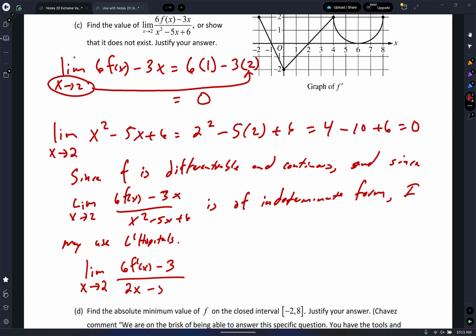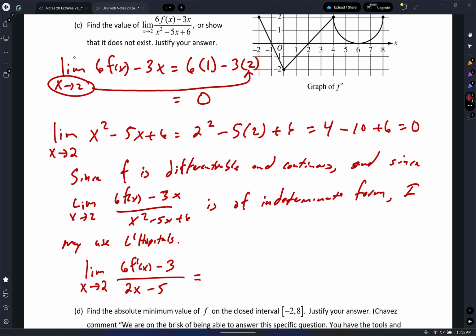2x minus 5. Okay. Now I definitely do not get 0 over 0, because if I plug in 2 by direct substitution into the denominator, 2 times 2 is 4, 4 minus 5 is negative 1. So if you get a 0 over negative 1, that's just 0. You can't do L'Hopital's anymore after this. Sometimes you have to do it 2 times, 3 times. All right, here we go.